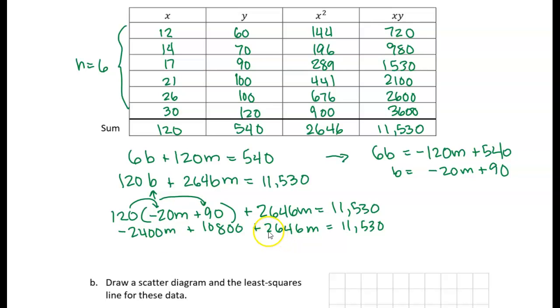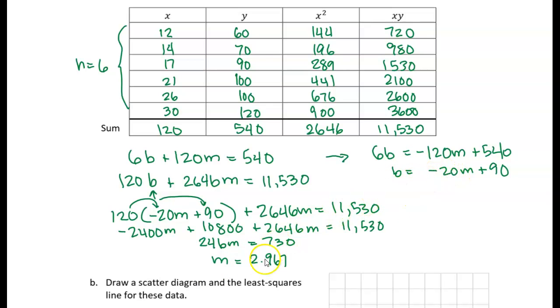I can combine the like terms here, this negative 2400m and the 2646m, and I get 246m is equal to, and I can subtract 10,800 from both sides. So then I get 730 on the other side. And then dividing both sides by 246, I get m is equal to 2.967. Okay, so that's the slope of the line that I need, and then I just need the y-intercept, right?